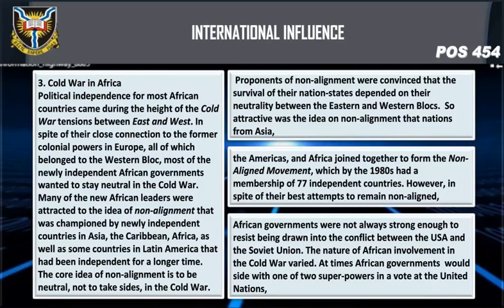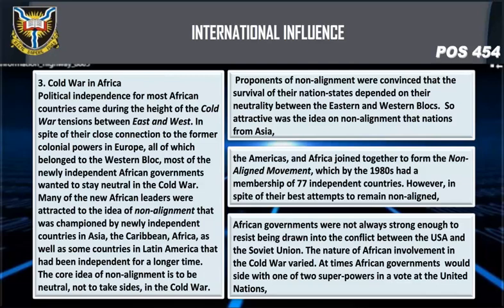Cold War in Africa. Political independence for most African countries came during the height of the Cold War tensions between East and West. In spite of their close connection to the former colonial powers in Europe, all of which belonged to the Western Bloc, most of the newly independent African governments wanted to stay neutral in the Cold War.